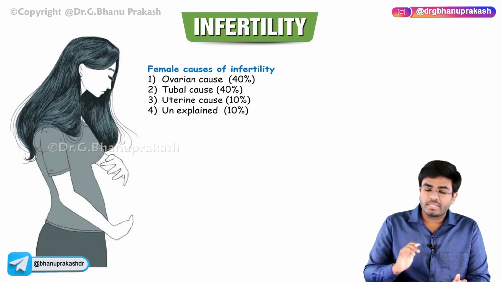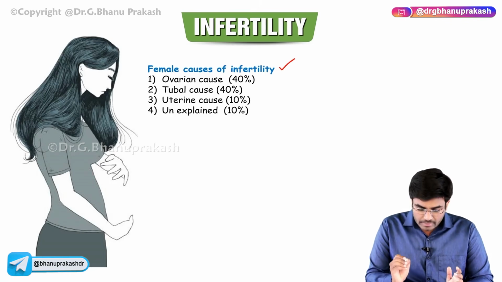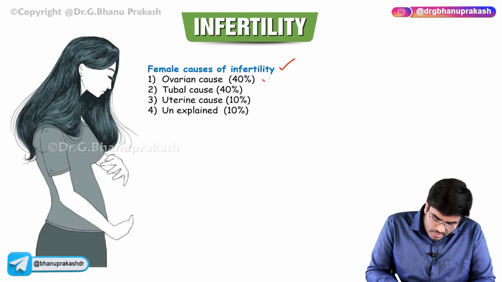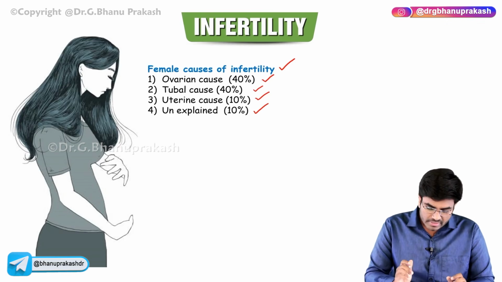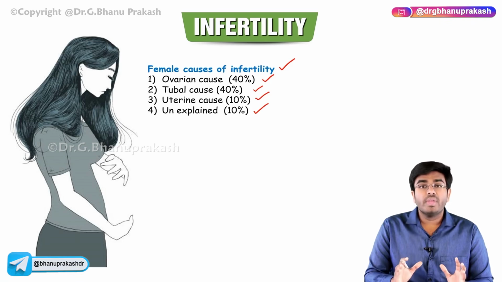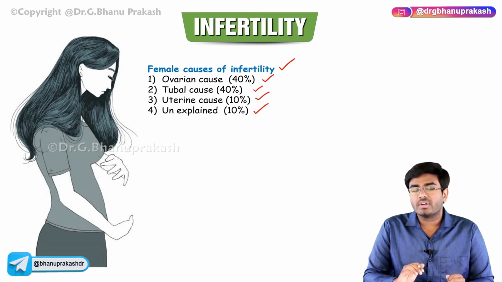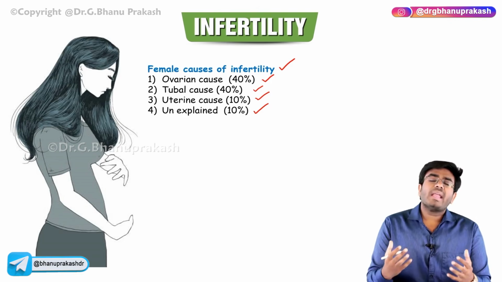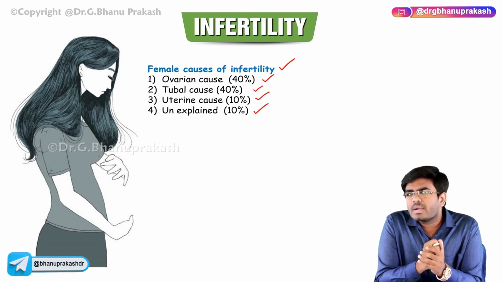Okay, after history taking, let's see what are the main female causes of infertility. The female causes of infertility are classified into 4 types, that is ovarian causes, tubal causes, uterine causes and unexplained causes of the infertility. Now important is that let's start with the ovarian causes, which almost account 40% of the cases of infertility. Now if I am saying ovarian causes of infertility, what actually I mean by it is that there is some problem in the ovaries. What is that problem in the ovaries?